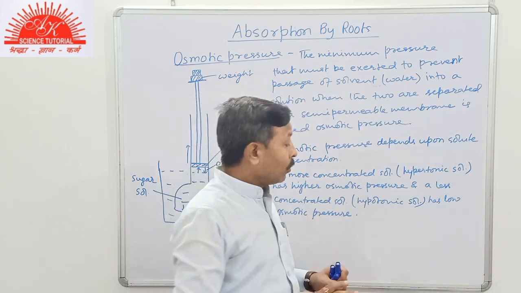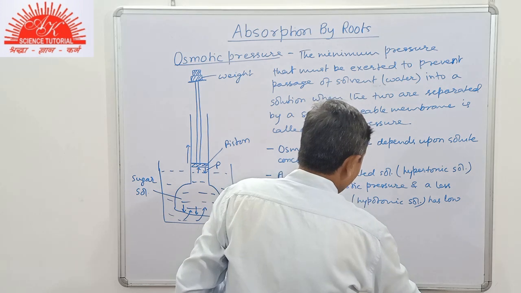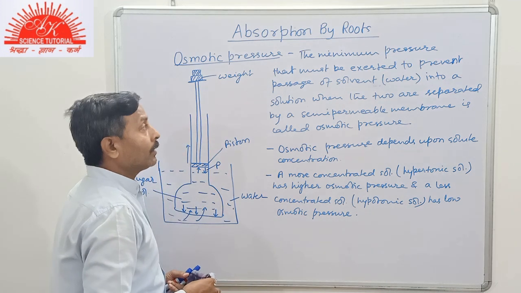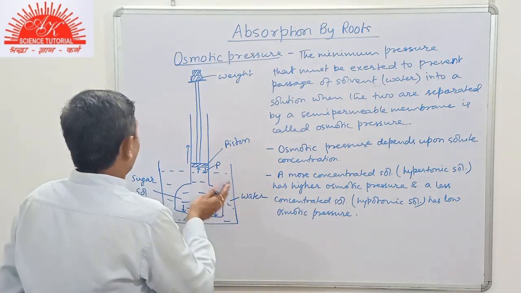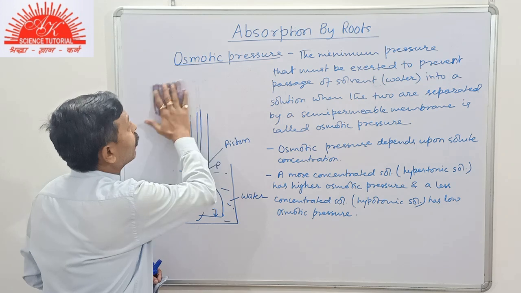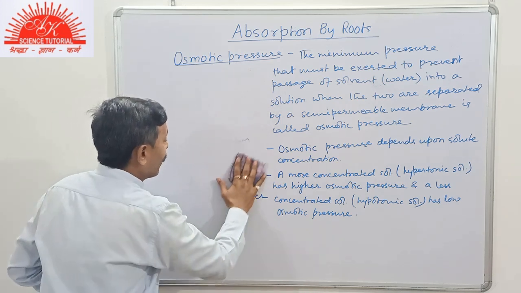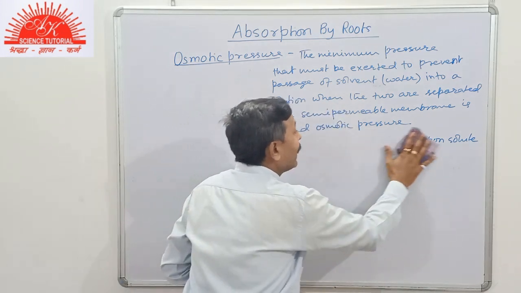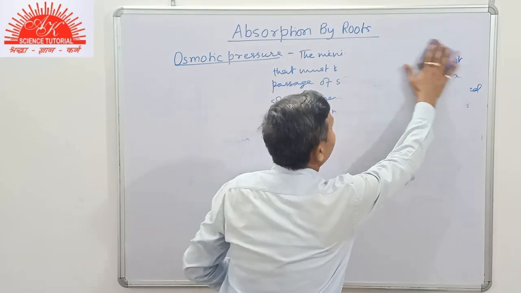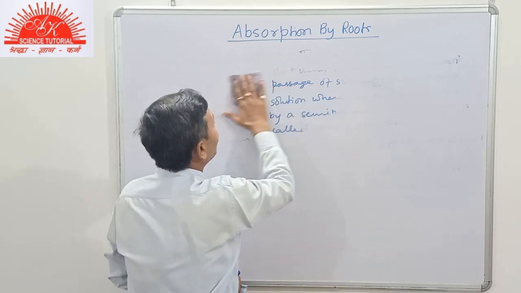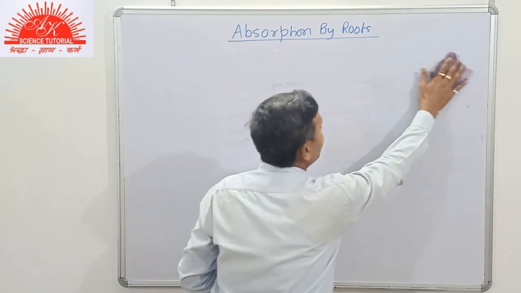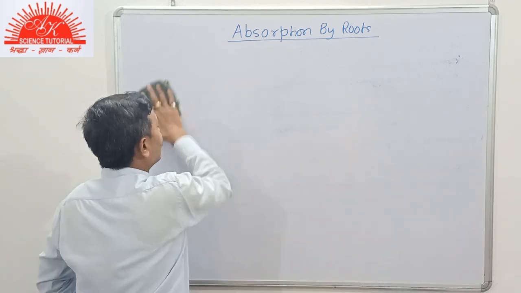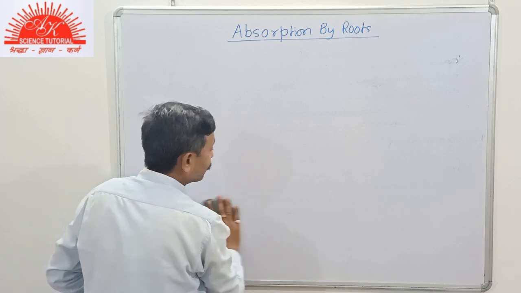Clear, student? So we see here that even if there is a difference in concentration of the two solutions, the osmosis will stop after some time. It is due to the pressure exerted by the solution inside on the membrane, which prevents osmosis, nullifies osmosis. Clear, student? So this was related to osmotic pressure.